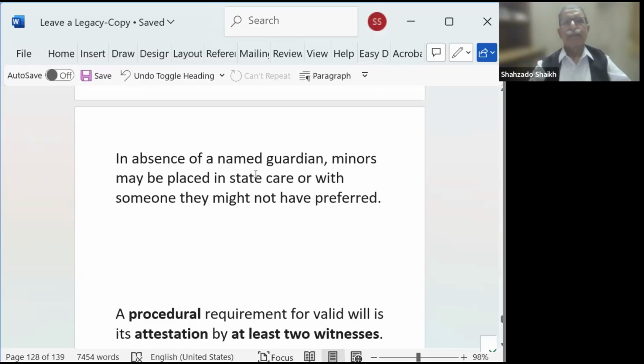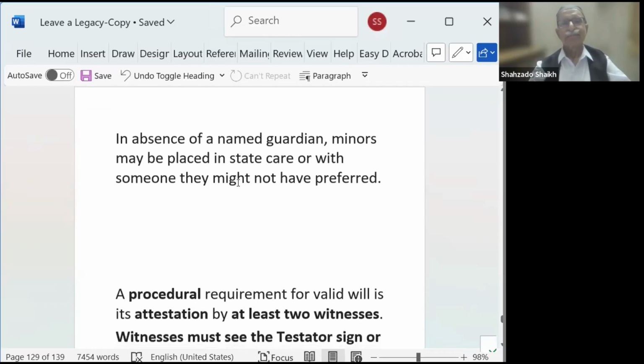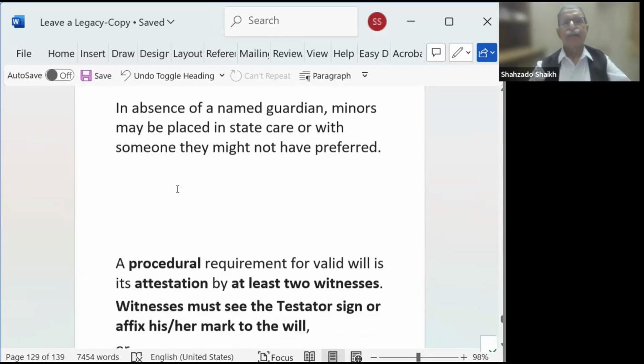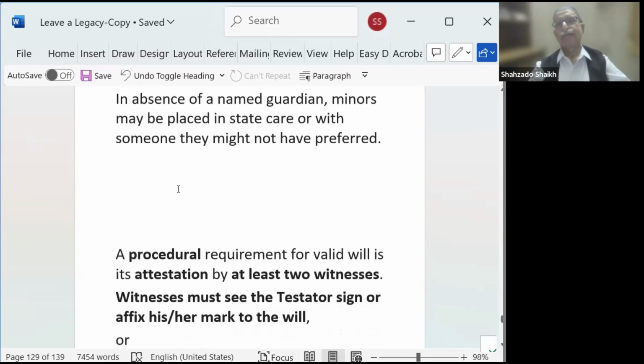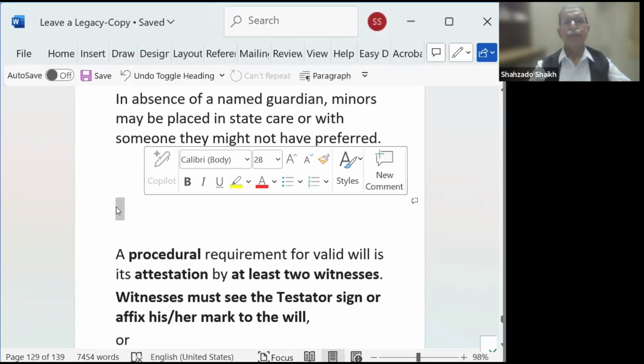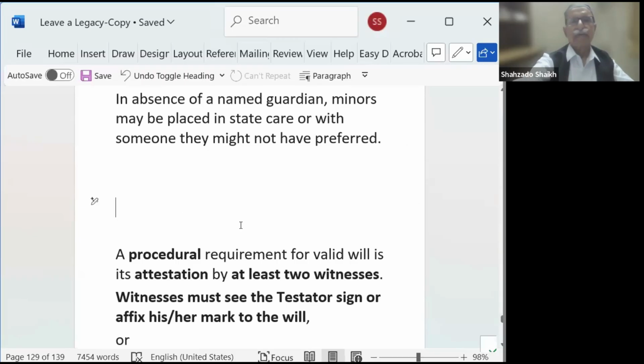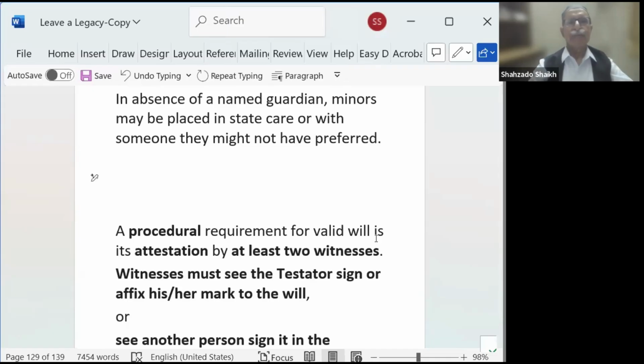The attention has been invited. If it has not been named, then minors may be placed in state care or with someone they might not have preferred, because the court will decide. The property and the person of the child can be placed under different guardians or the same guardian, which may not be beneficial for the children or it may not be suitable for them.